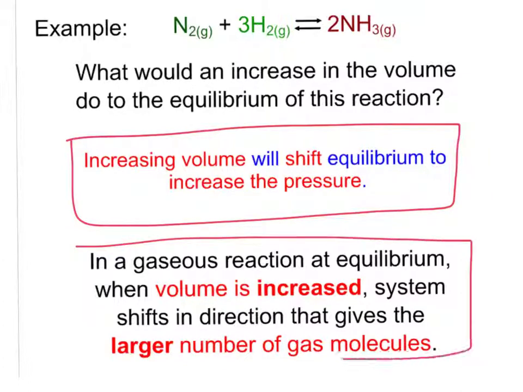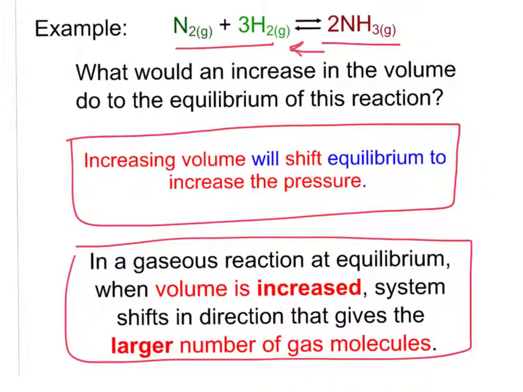So, in a gaseous reaction at equilibrium, when volume is increased, the system shifts in the direction that gives the larger number of gas molecules. So, in this case, remember we have 4 on this side, 2 on this side, so the equilibrium is going to shift left because it's going to go toward the larger number of gas molecules.